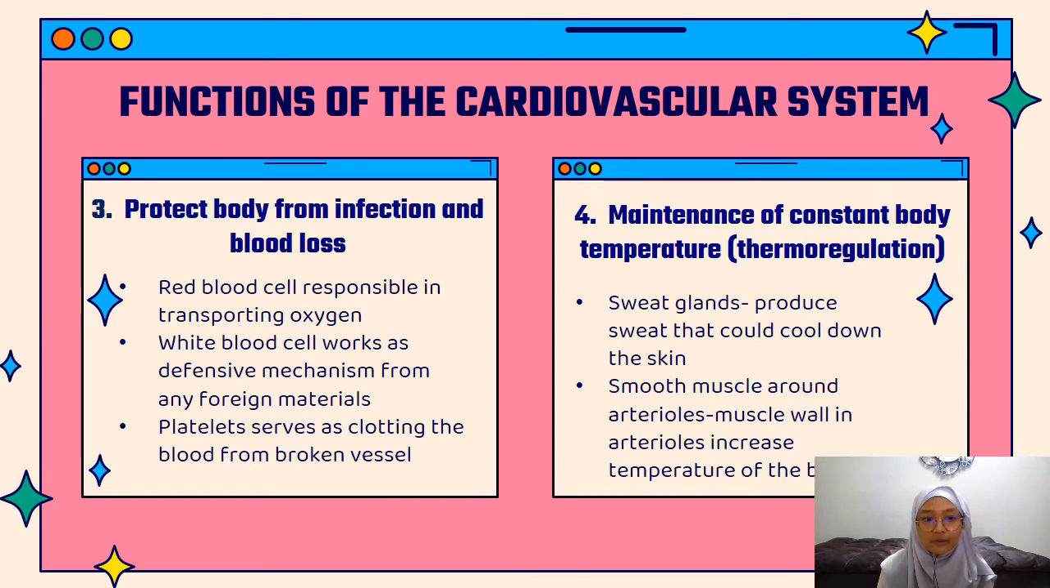Red blood cells are responsible for transporting oxygen and carbon dioxide. Without red blood cells, there wouldn't be an exchange of gas inside the lungs. White blood cells work as a defensive mechanism against any foreign materials. In the simplest words, white blood cells can be considered the body's protector from virus and bacteria inside our body.